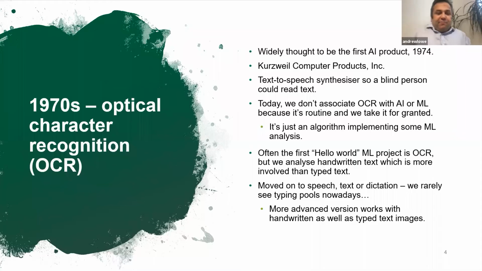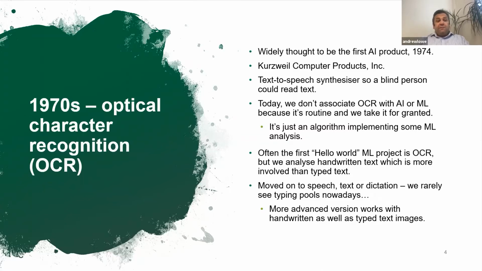So the first AI product is from 1974 by Ray Kurzweil, Kurzweil Computer Products Inc. He's written a very famous book, The Singularity Is Near. It's a very optimistic book, all about where things could go based on the fourth industrial revolution. And that involves nanotechnology, artificial intelligence, biotechnology, and things like that. And he paints a very optimistic, almost utopian future of where things are going. And he was developing products in the 1970s.